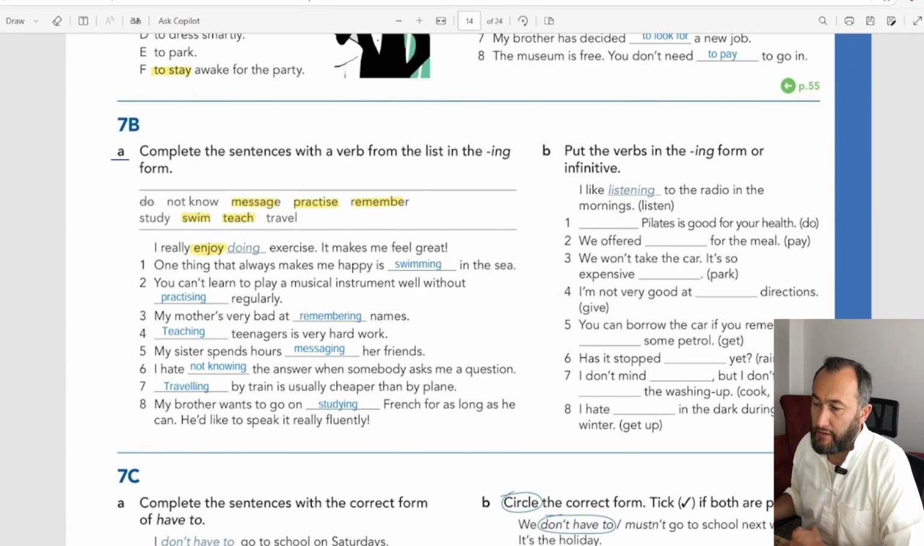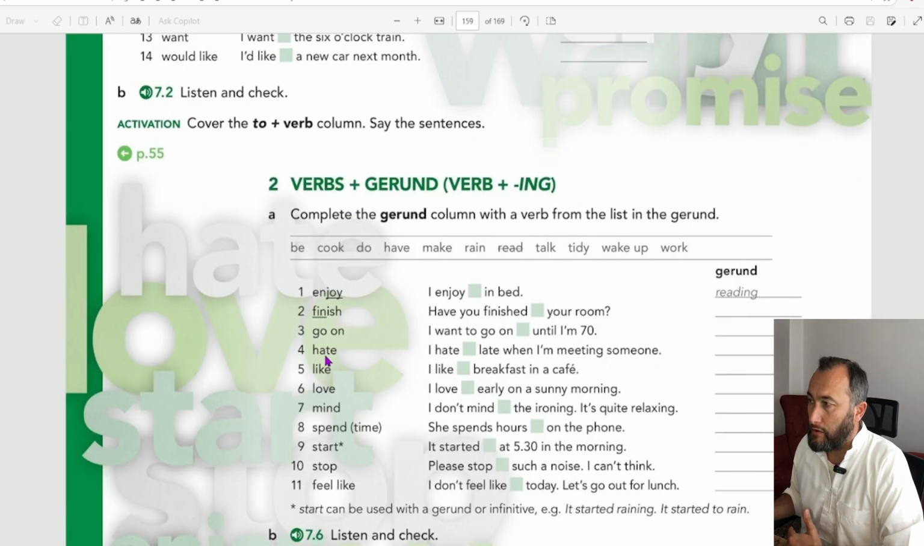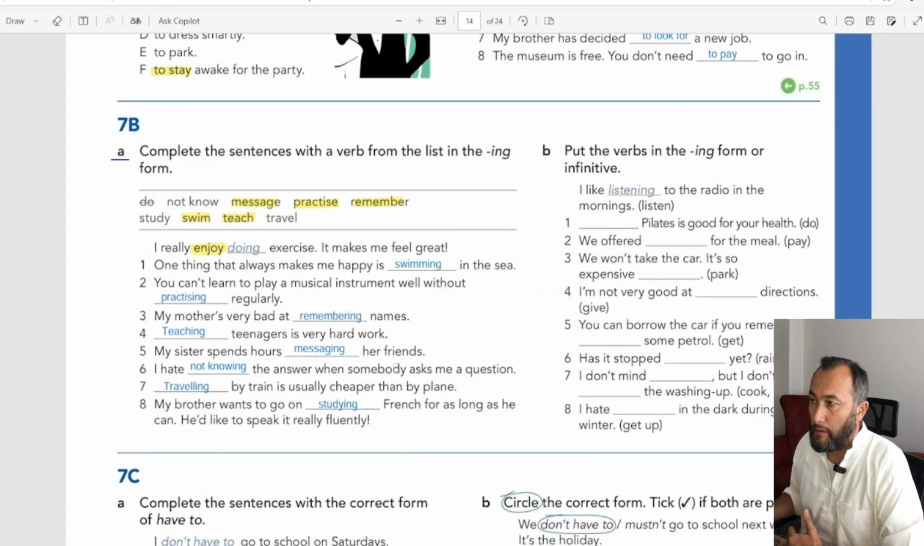Right, so as you can see, number 8, my brother wants to go on studying. Go on is a prepositional phrase, right? There is "on" here, a preposition. Also, we have it in the list, number 3. Because of that, we are using ing for that. So part A is done.